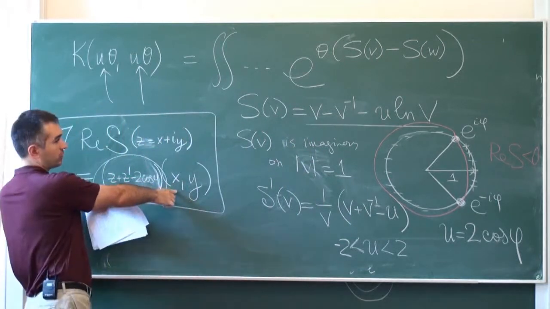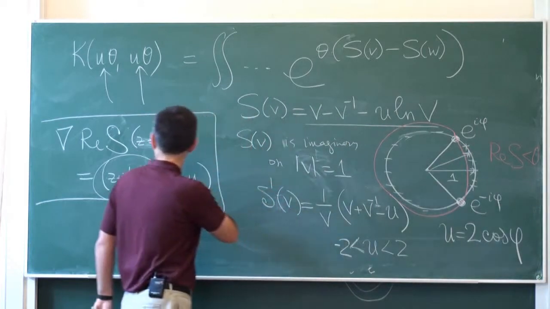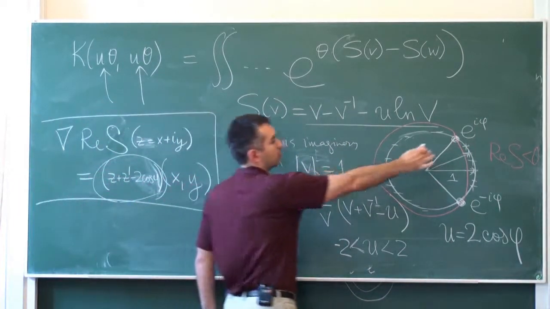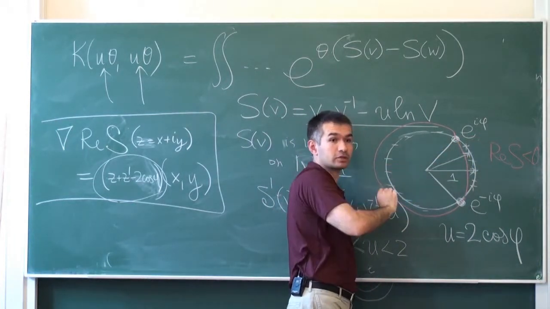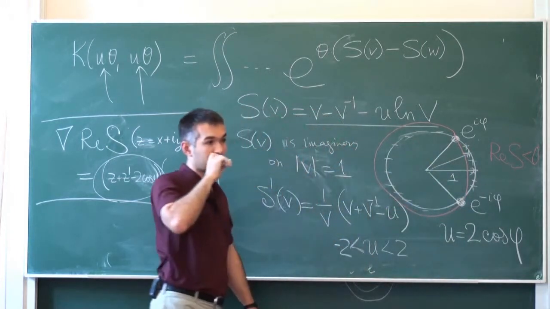So if I move in the direction of the radial vector, my real part is going to increase on this part of the circle. So if I move outside, my real part is growing. If I move inside, it's decaying. So if I move inside here and outside here, my real part will become negative.